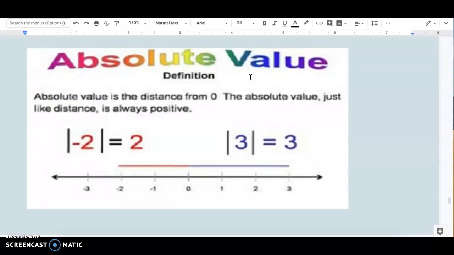All right, now we have absolute value. It's the distance from 0. The absolute value of -2 equals 2, because it's 2 away from 0. 1, 2, to get to negative 2. The absolute value of 3 is 3 because it goes 3 away from 0. 1, 2, 3.